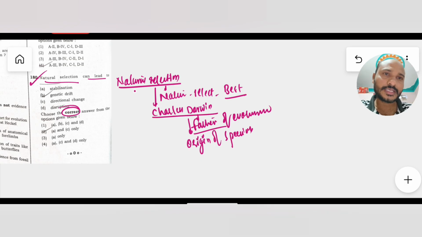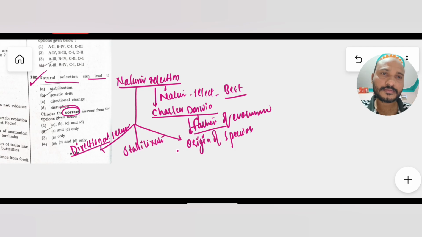Generally, there are three types of natural selection. Let's discuss them. The first one is directional selection, the second one is stabilizing selection, and the third one is disruptive selection. Likewise, there are three types of natural selection that occur in nature.